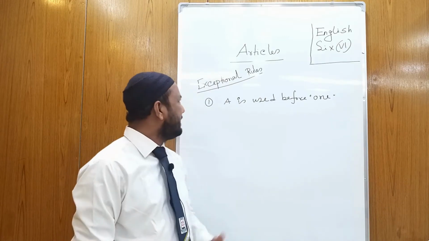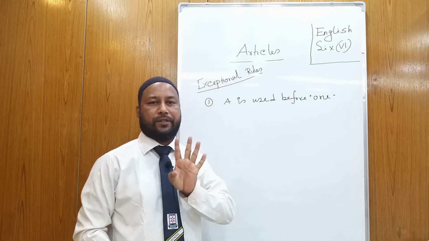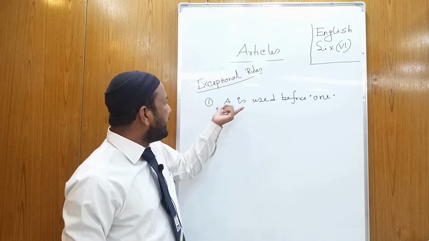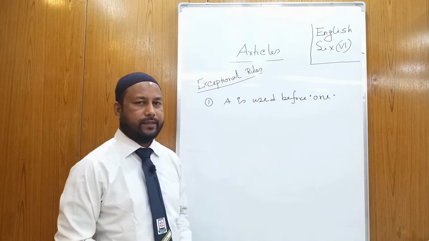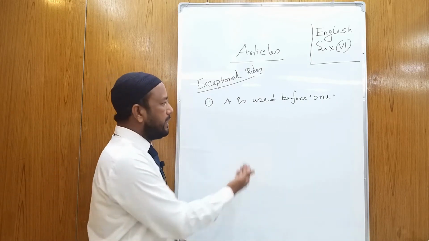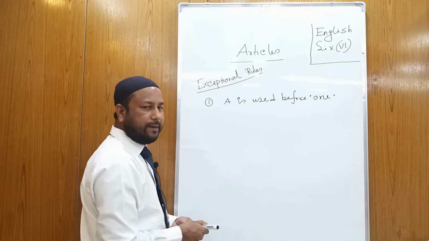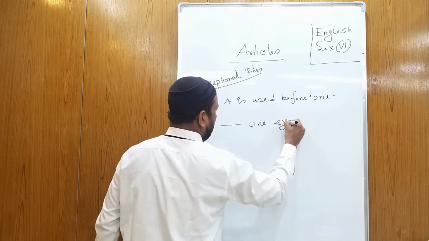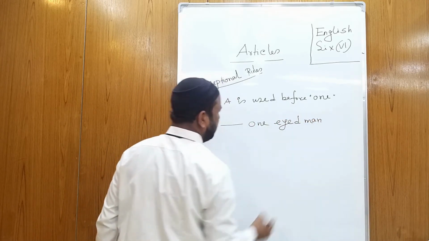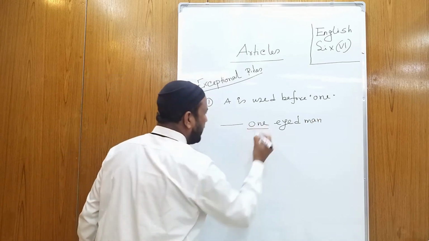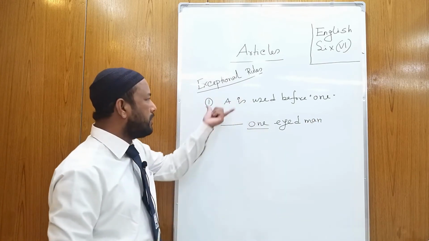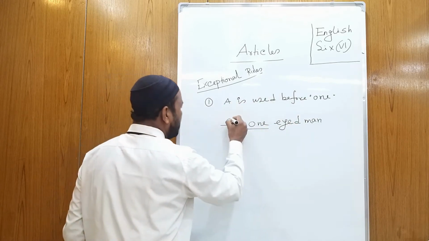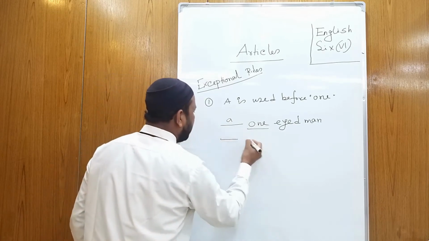Now we will move to the exceptional rules. There are 4 kinds of exceptional rules. We will discuss them one by one. The first rule is a is used before one. We will always use a before one. Look at the example. One-eyed man. The word is one, and we know by the rule that before one we will always use a. Here we use a.